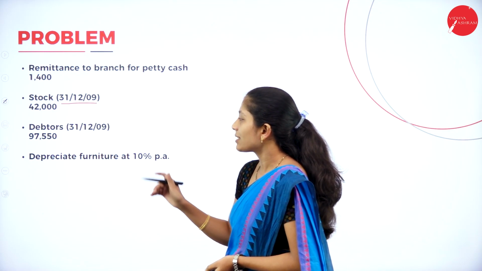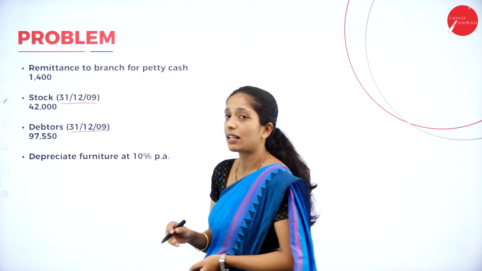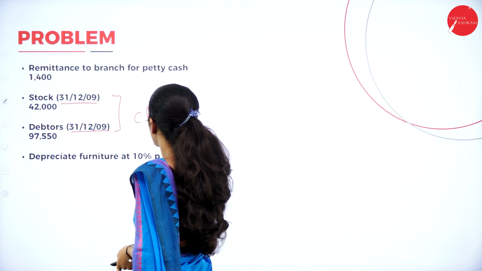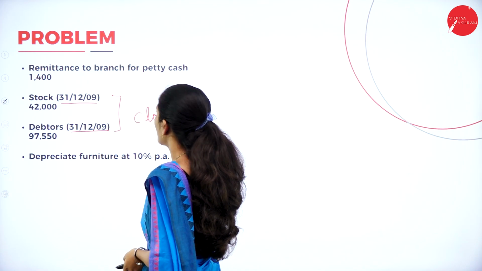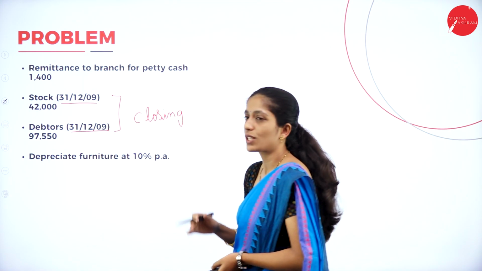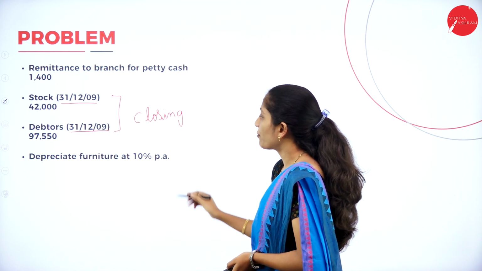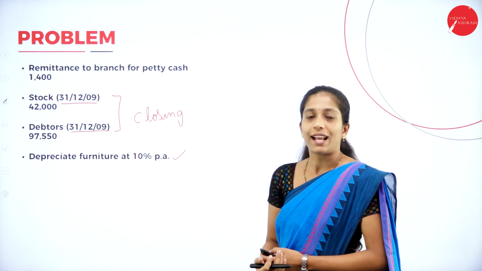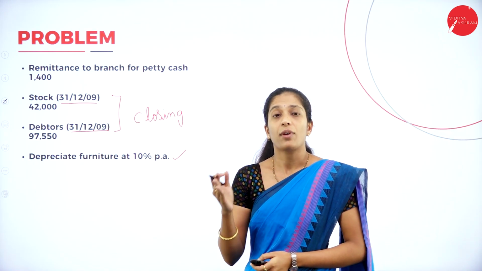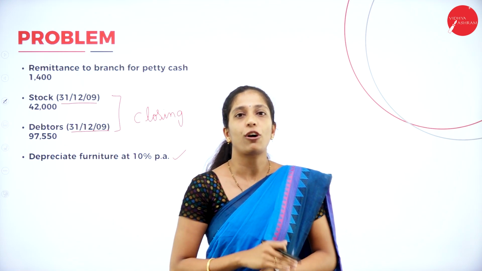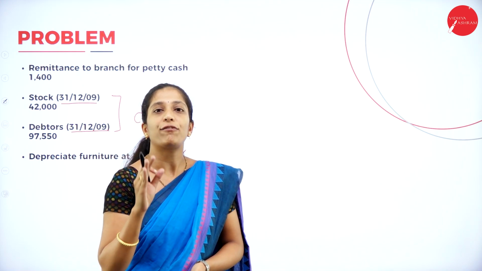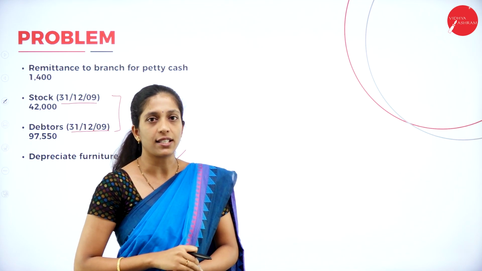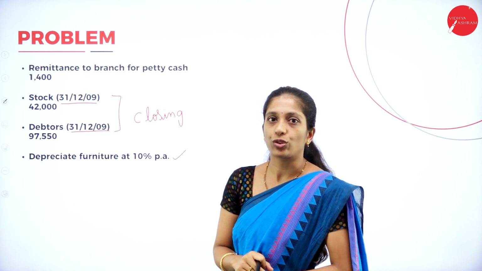Stock on 31st 12/09 is 42,000. Debtors on 31st 12/09 are 97,550. These are closing balances. Depreciate furniture at 10% per annum. So these are the particulars given in the question. I have already discussed the format of the branch account. Once you know the format, it is very easy. You have to put all the entries here, so let us directly go through the solution.